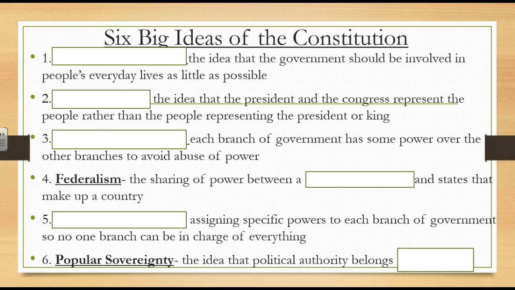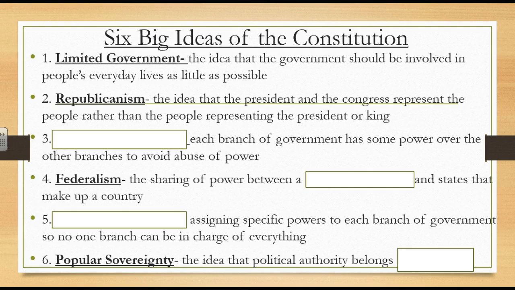So, the last thing we're going to look at today is the 6 big ideas of the Constitution. These are kind of like vocab words, but things that are important to note because these are the big ideas that are part of the Constitution. Some of them we've already talked about, and it's just going to be review, and a couple of them will be new as well. Number 1 is the idea of limited government. Limited government means that the government should only be involved in people's everyday lives as little as possible. Okay? Only when absolutely necessary should the government be involved in your life every day. That's the idea of limited government.